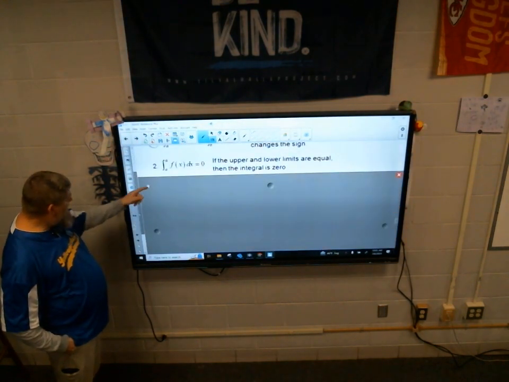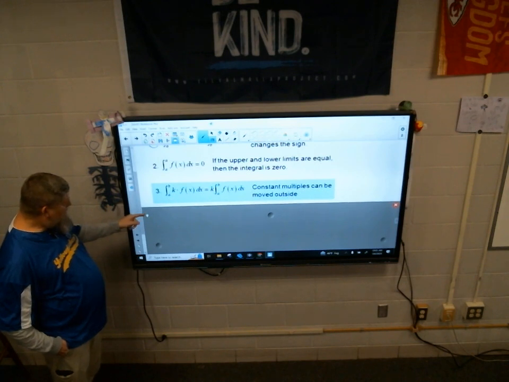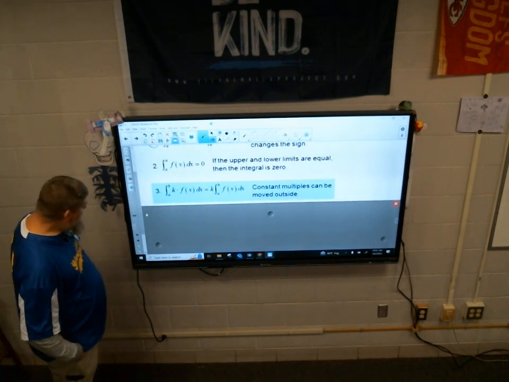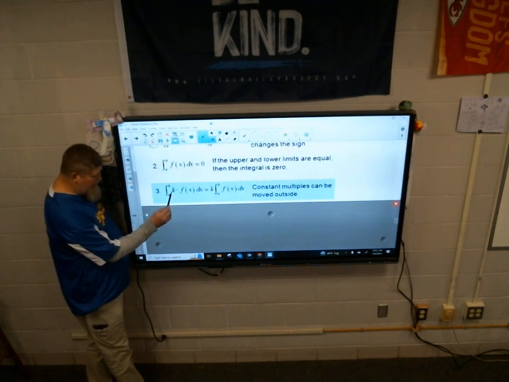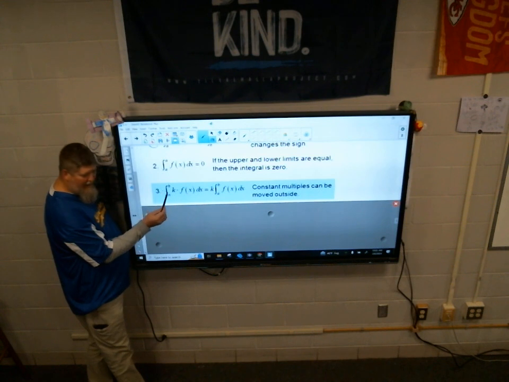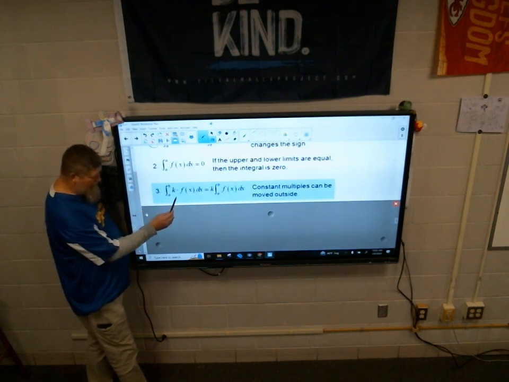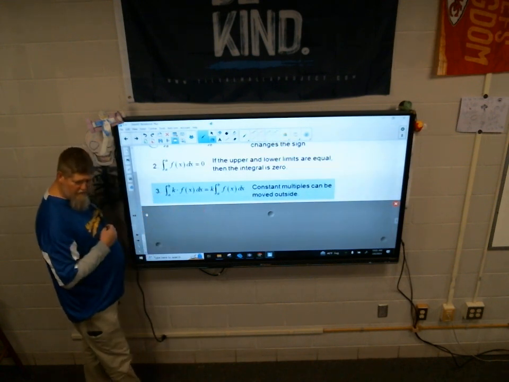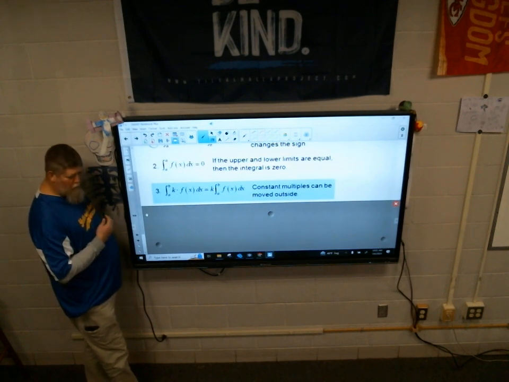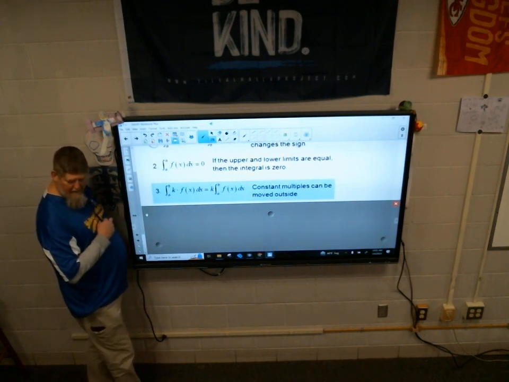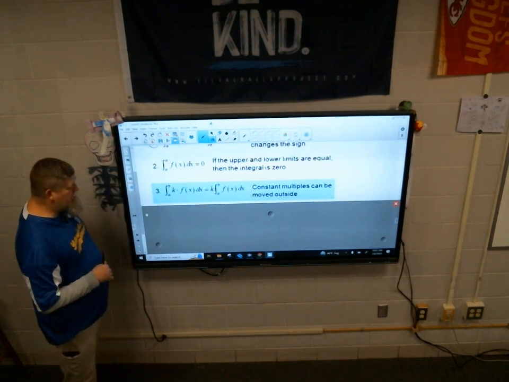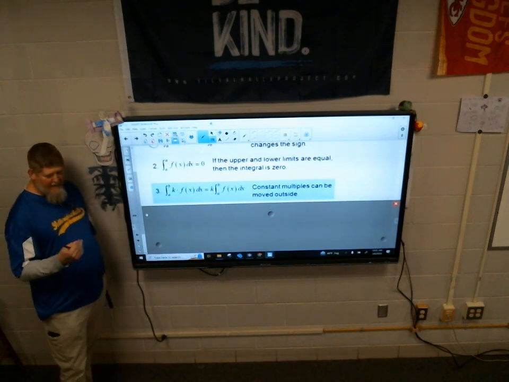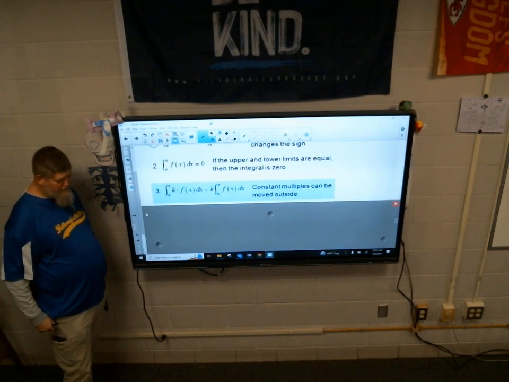Number 3. Probably one of the more important ones. If I have a constant here, if I have a k right here, like it's 2 or 7 or 13 or whatever, I am allowed to take that k and move it out front. And it won't change my final answer. So constant multiples can be moved outside. I'm going to give you an example of that here in just a moment.